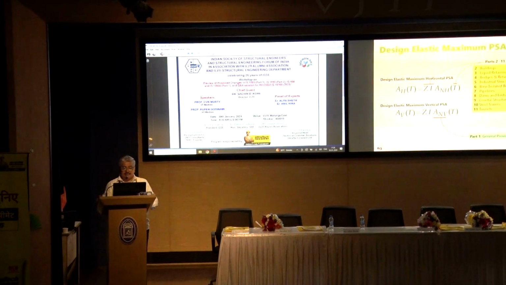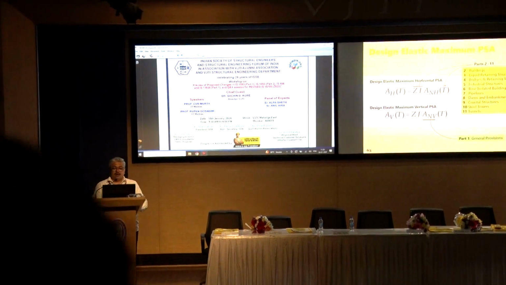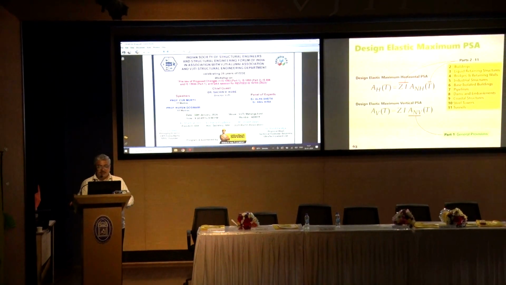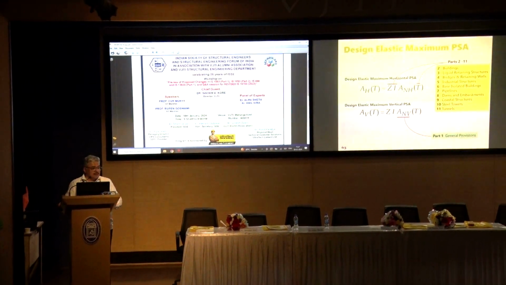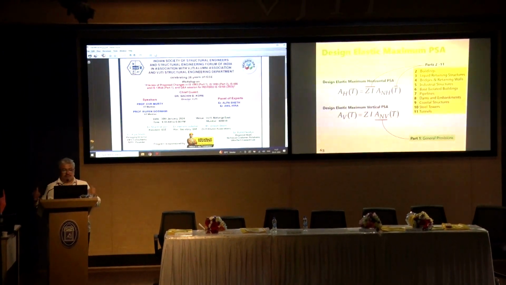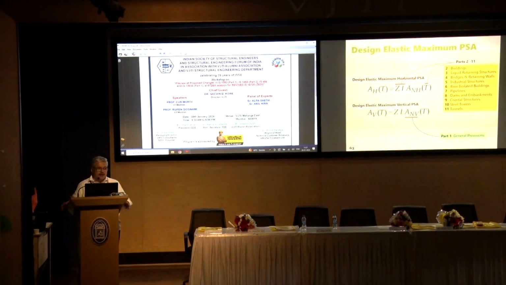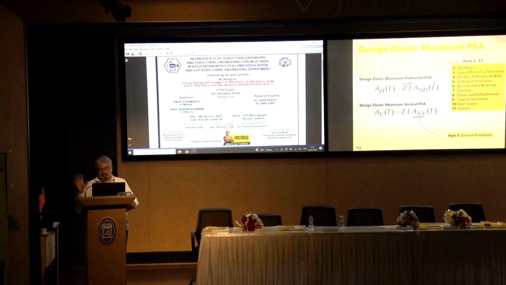And then we have base isolated structures, buildings, pipelines, dams and embankments, coastal structures, steel towers, tunnels, and we can keep on adding more and more types of structures as we move forward as the need arises. So that is the whole strategy.